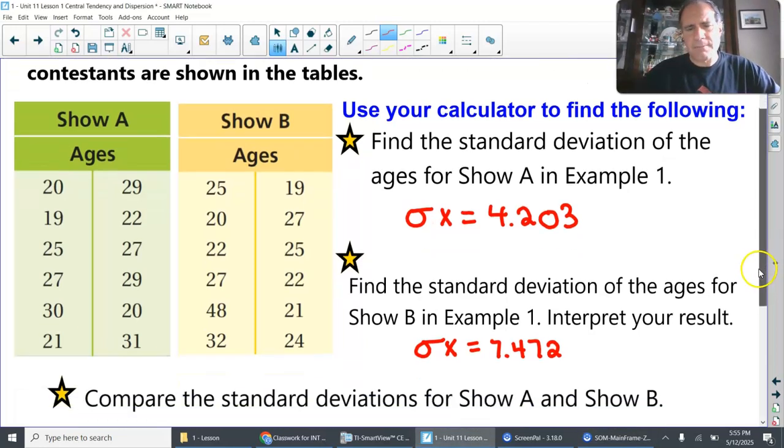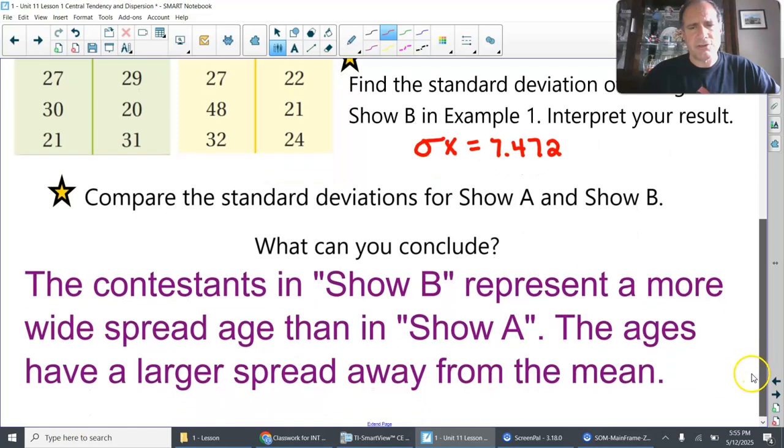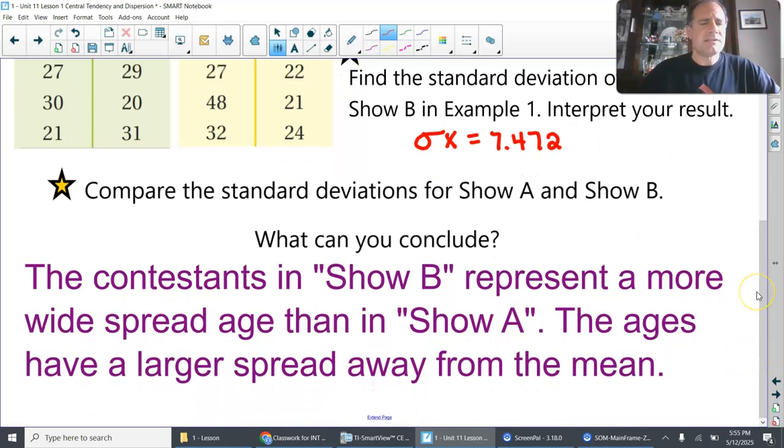So that's exactly what I put for compare the standard deviations in show A and show B. The contestants in show B represent a wide spread of age, a wider spread of age than in show A. The ages have a larger spread away from the mean.